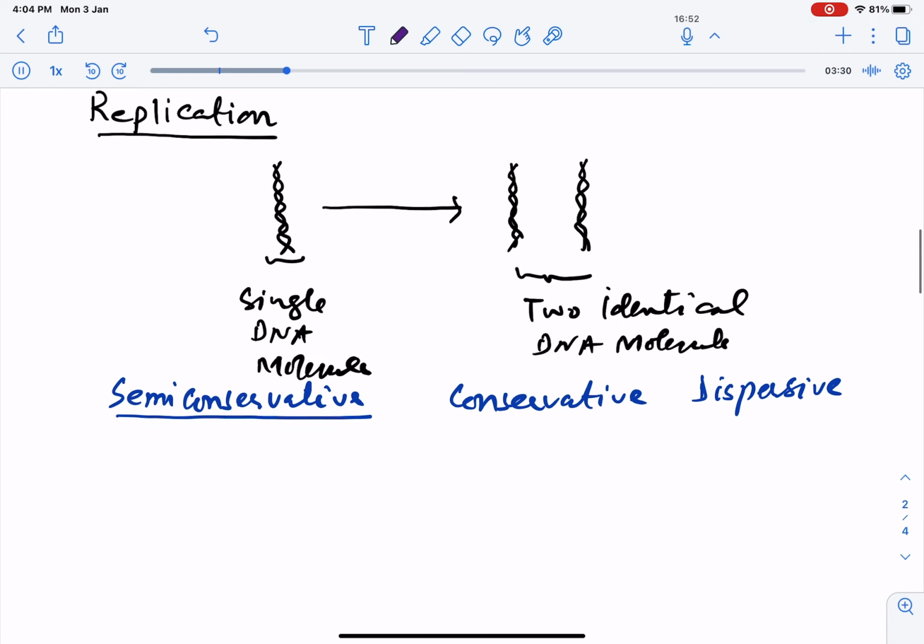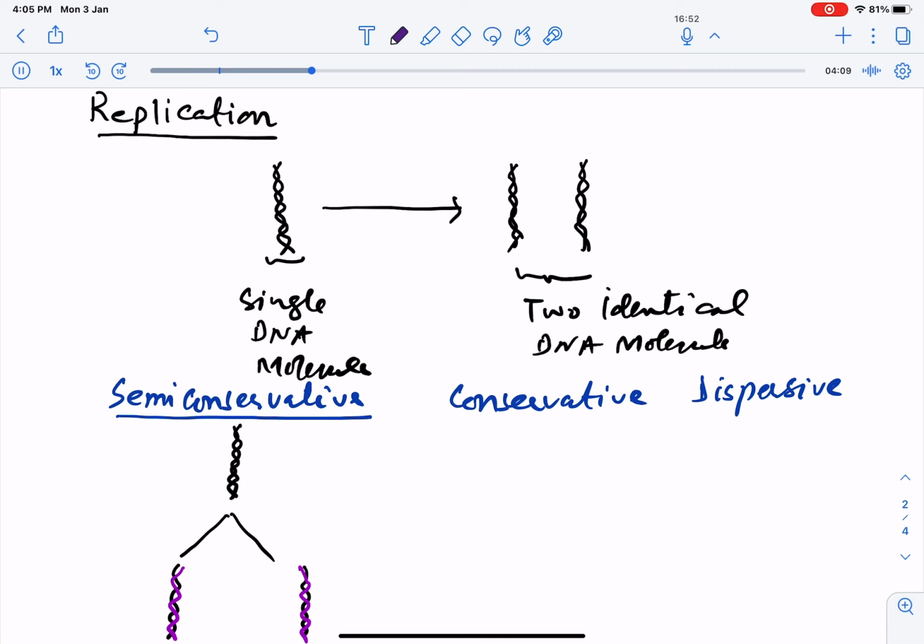Semi-conservative replication describes the formation of two DNA molecules from one DNA molecule in such a way that each newly synthesized DNA molecule has one old strand and one new strand formed with it. So half of the DNA is conserved in each of the newly synthesized DNA molecules. So that is why it is called semi-conservative replication.